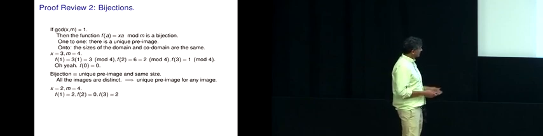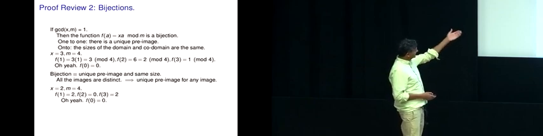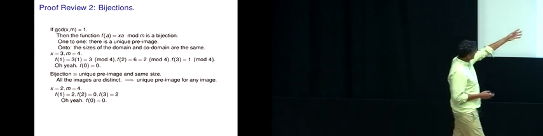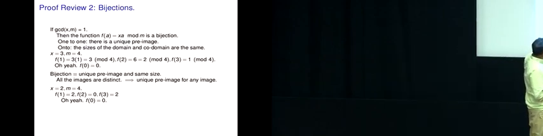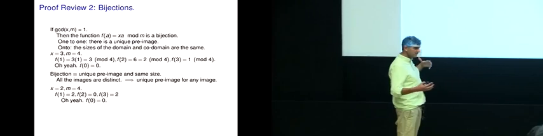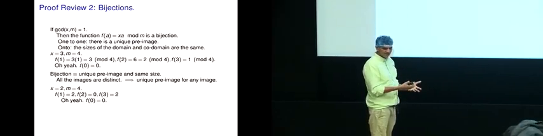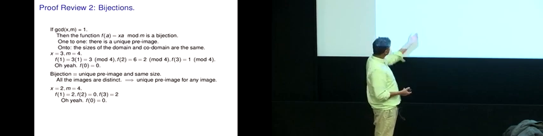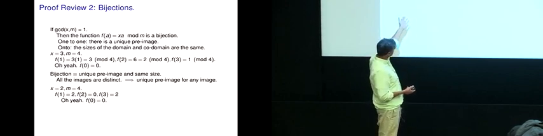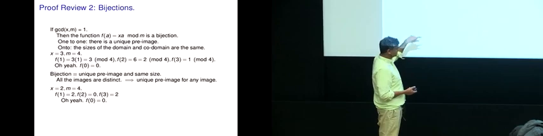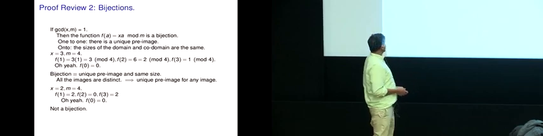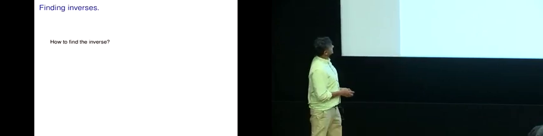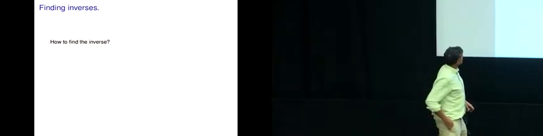And here you'll see that the domain is mapped, instead of to the entire domain, down to just a subset of the range. The range is a subset of the domain. So you're only mapping all of 0 through 3 down to either 2 or 0. It's not a bijection. Okay, so that's an inverse. And how do we find an inverse?